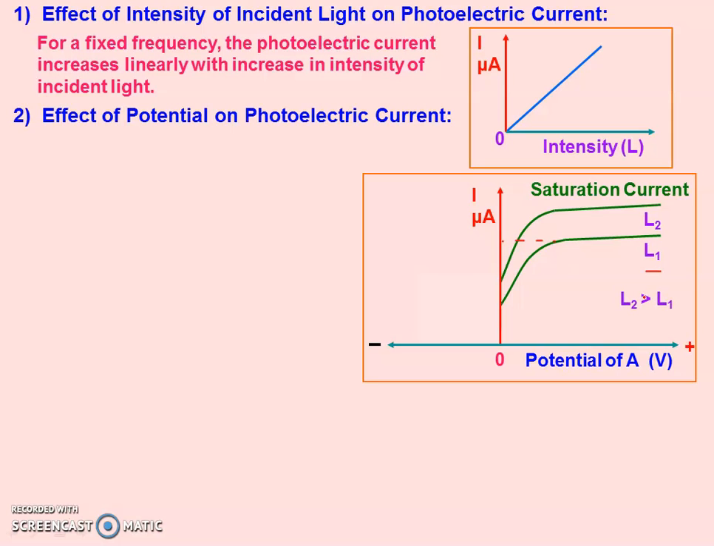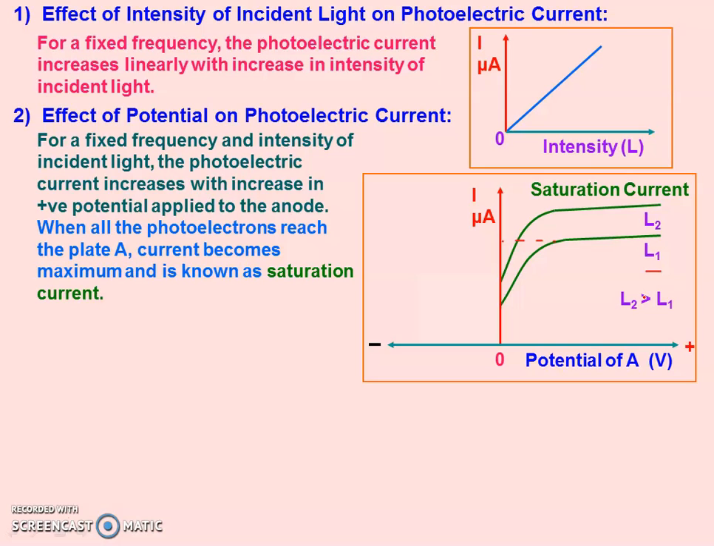So for positive potential, for a fixed frequency and intensity of incident light, the photoelectric current increases with increasing the positive potential applied to the anode. When all photoelectrons reach the anode, the current becomes maximum and it gets saturated. Means there is a saturation current in the circuit after all the electrons reach the anode, right?